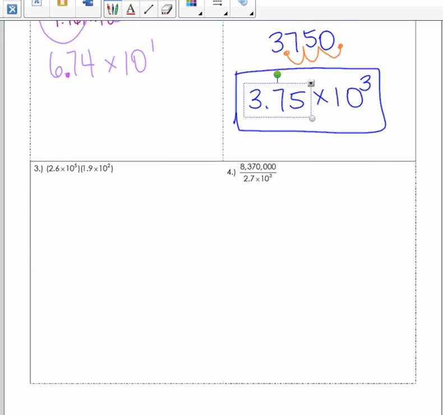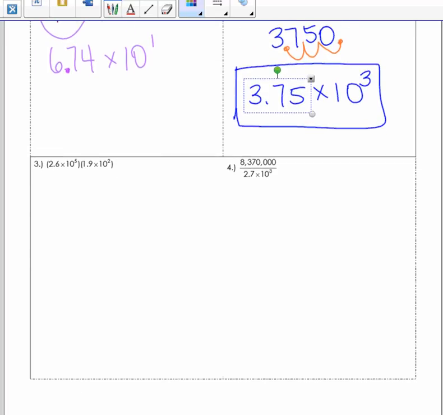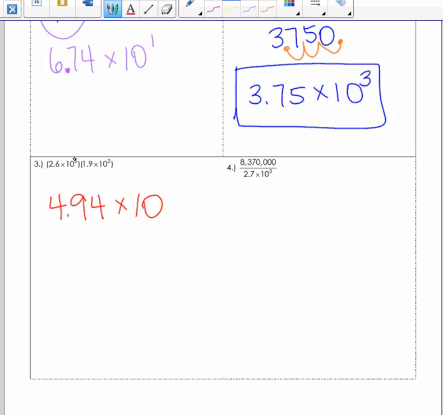If you look at number 3, again it's kind of like number 2. It's not too bad because they're both in scientific notation. Now we're multiplying. So we're going to do 2.6 times 1.9, and you get 4.94 times 10, and you're going to add your exponents. 10 to the 5th and 10 to the 2nd is to the 7th power. This is an awesome problem because not only was there no converting, we also already have one digit there. So that's your final answer. That's all you need to do there.